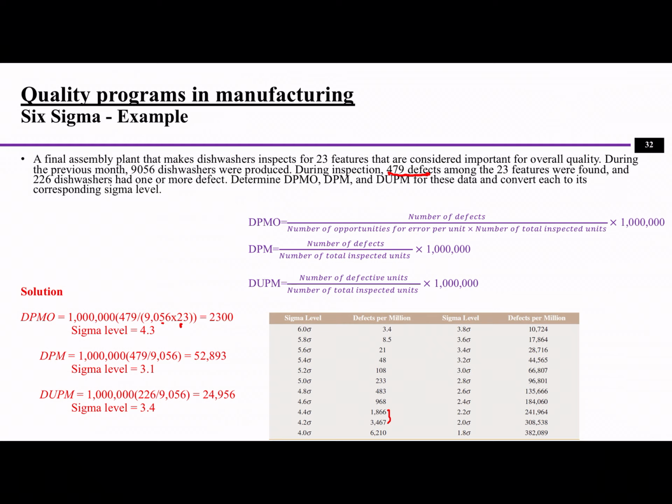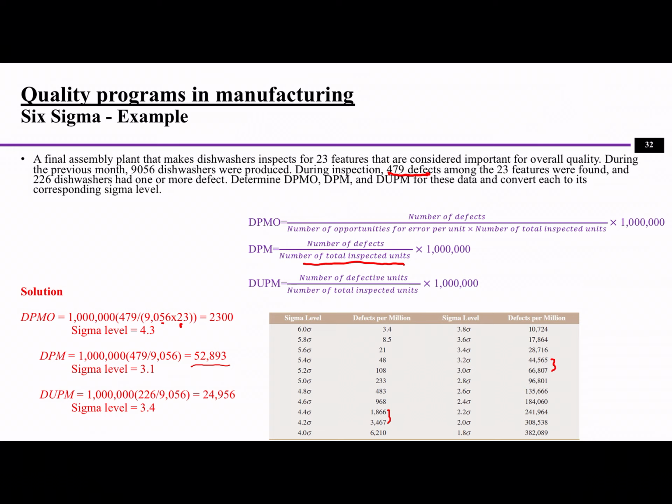Now let's look at the defect per million. How many defects do we have? 479. How many total parts we have? 956, right? 956 total inspected units. Then we get 52,893. Right? This is defect per million. Now, in order to find the sigma level, we come to this table where 52,893 is. It's here, right? It's between 3.0 and 3.2. So you should choose 3.1 here.